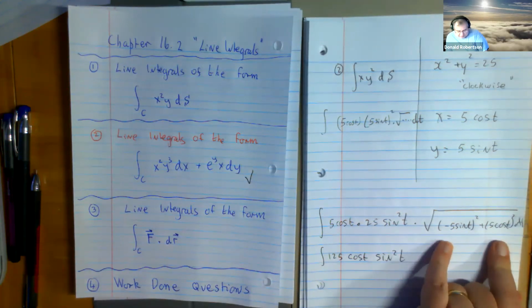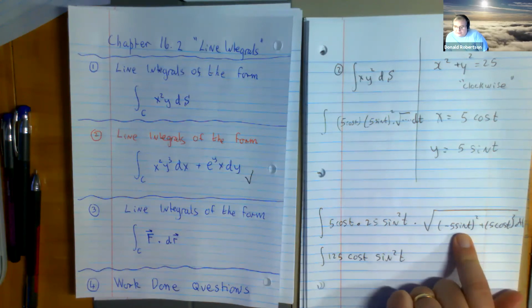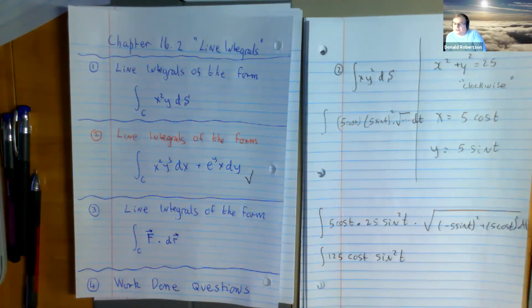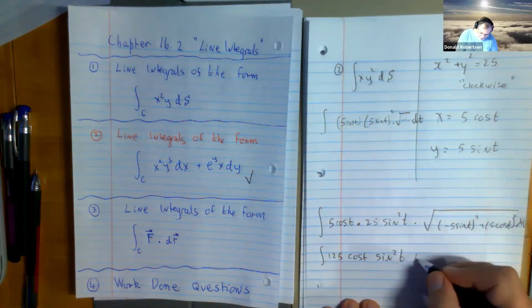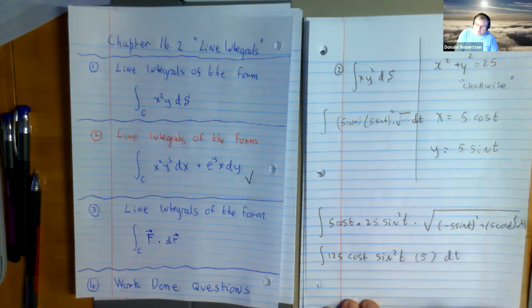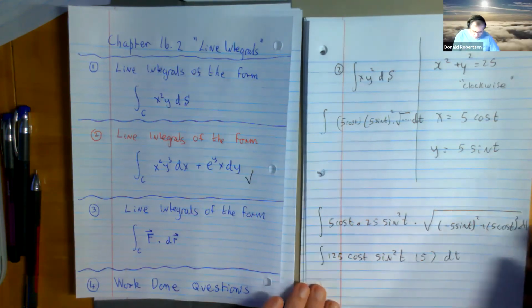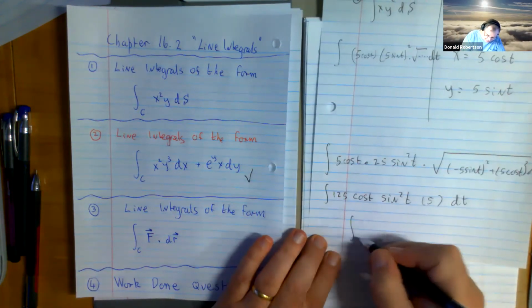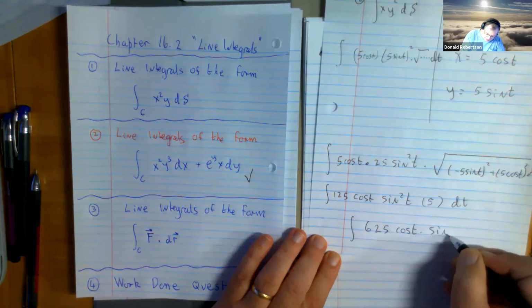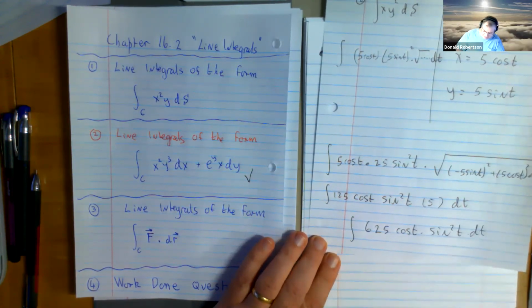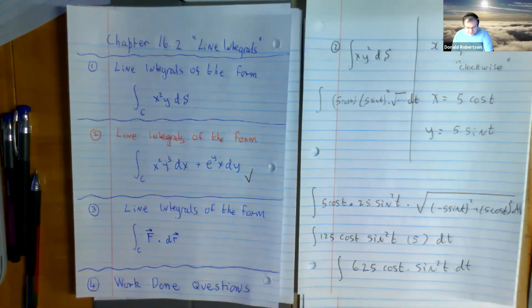Okay, let's save a couple of lines of working. Won't that turn into 25 sine squared plus 25 cos squared? And what's 25 sine squared plus 25 cos squared t going to get you? 25. And won't the square root of 25 get you 5? Are you all happy about how that just turned into a 5? So what we're now looking at is the integral of 625 cosine t sine squared t dt. And I haven't put in the limits of integration.